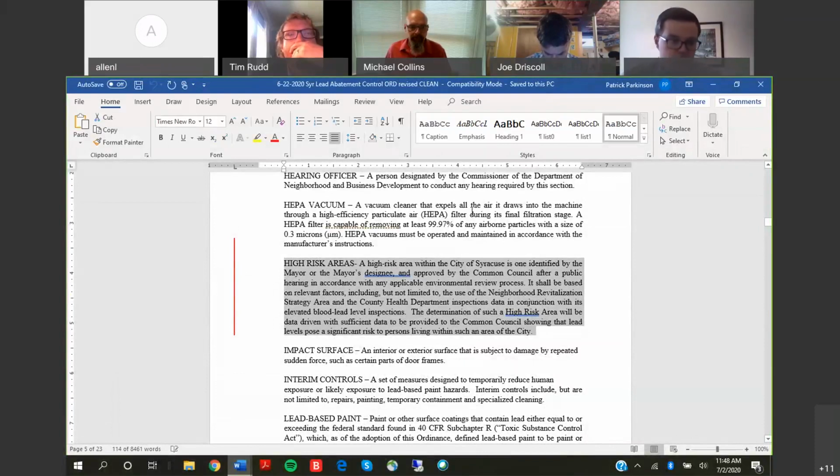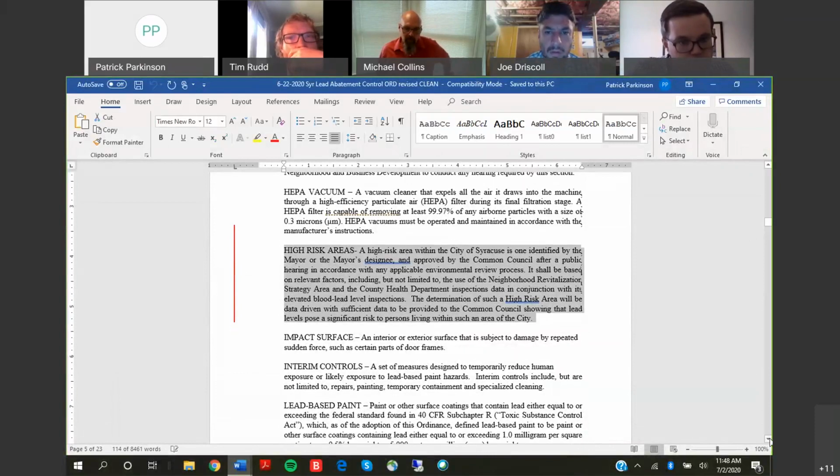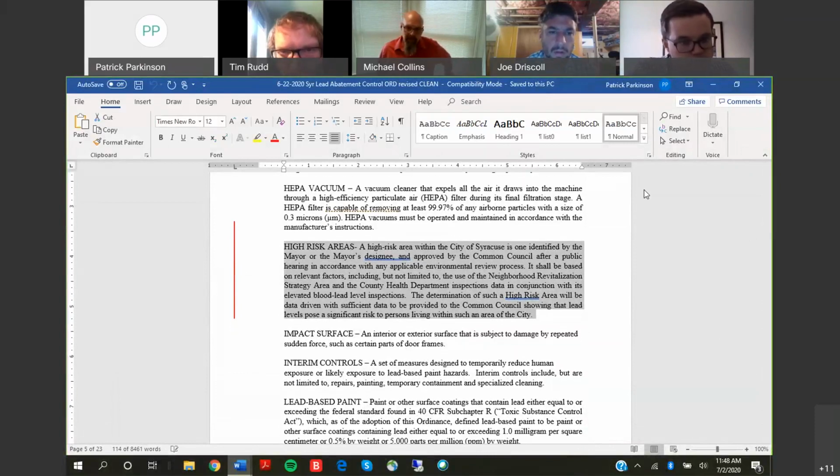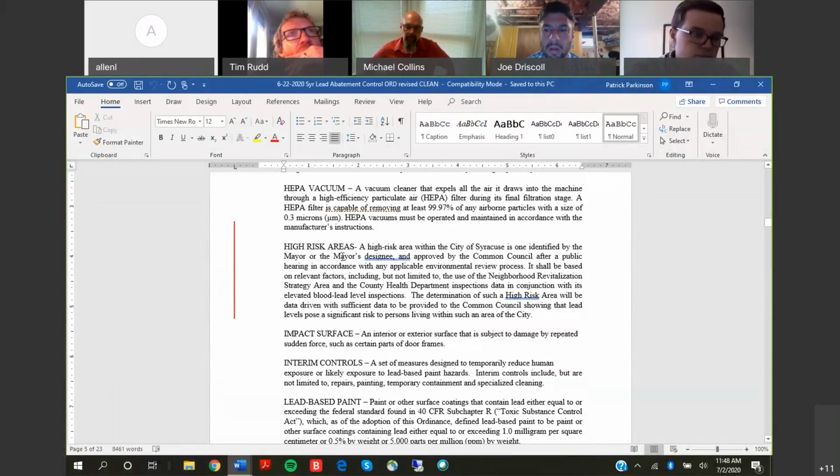Okay, so do you see I've highlighted the high risk area, and this is in the definition section. So in this case, document, sorry. So when it says the mayor's designee, would that be somebody from the codes department? That's my understanding, correct? Like the director. Okay.